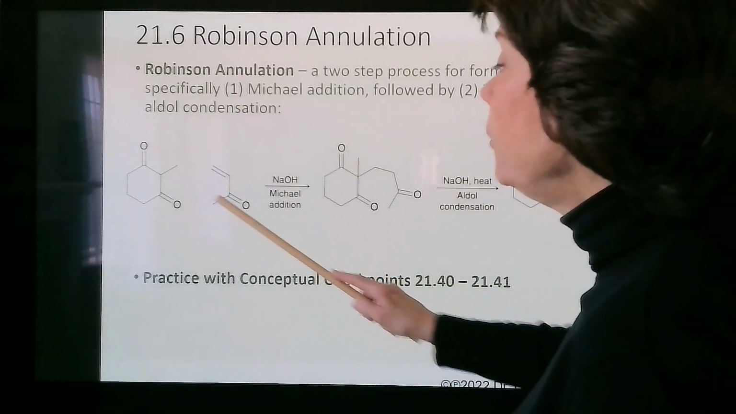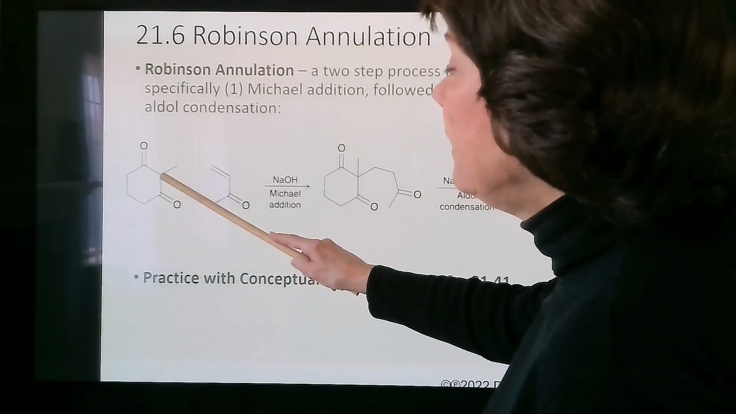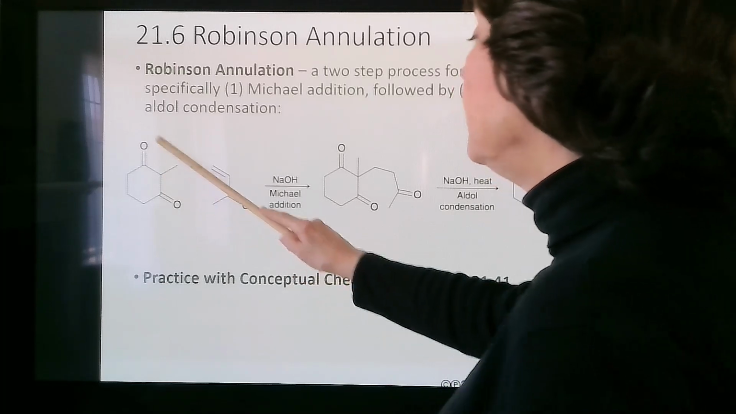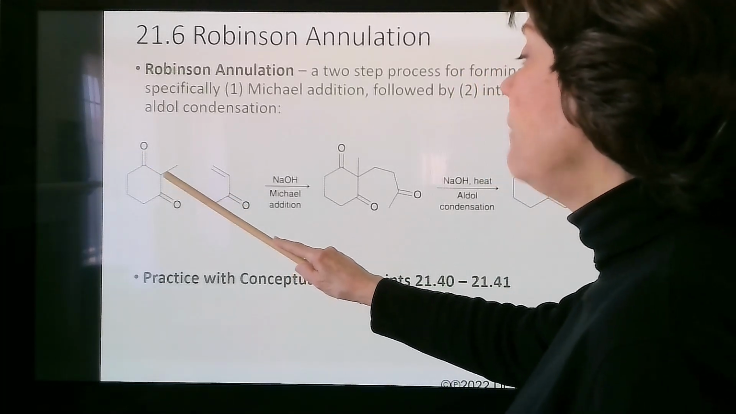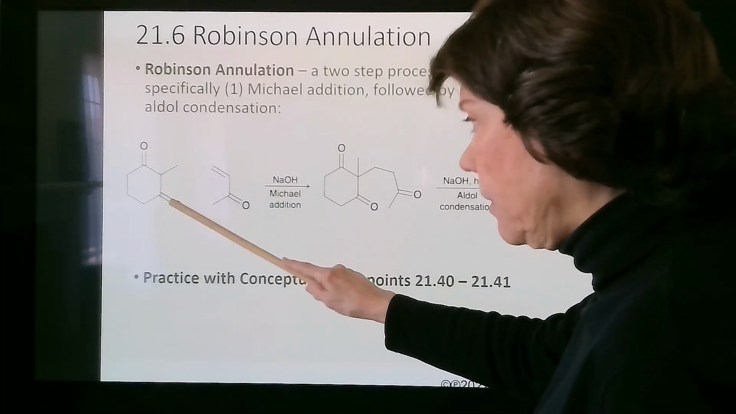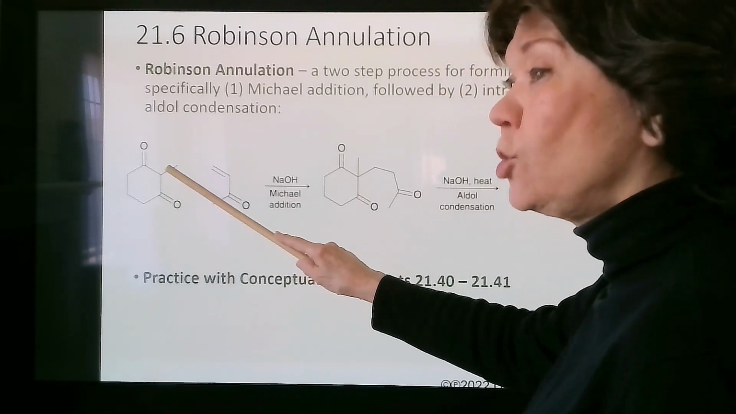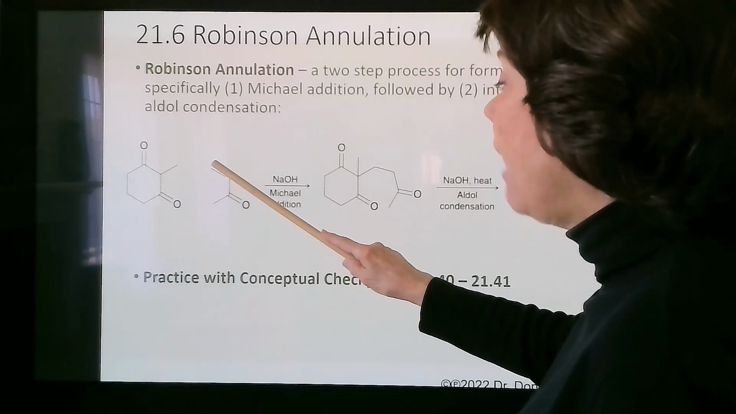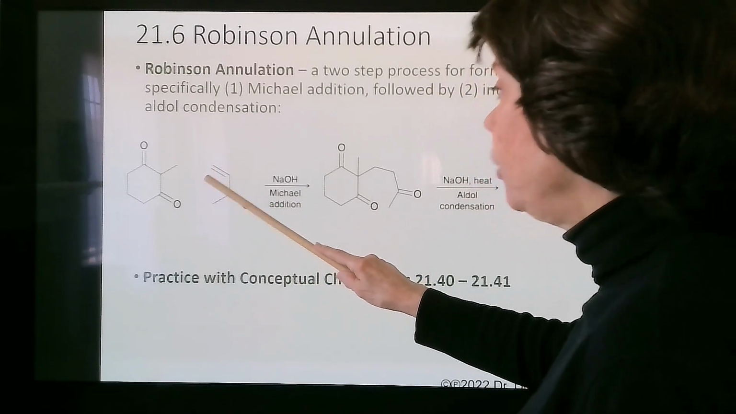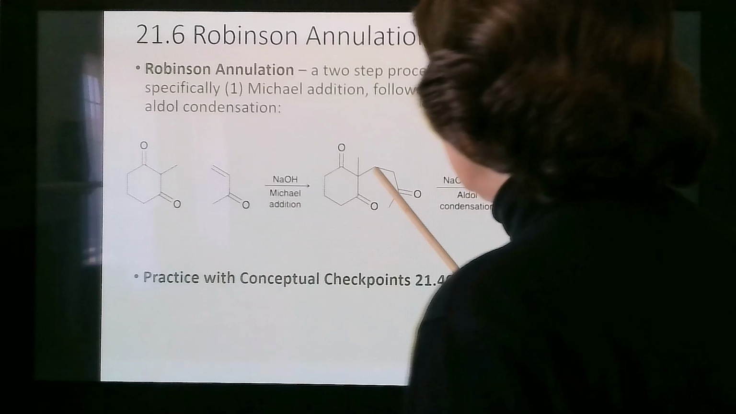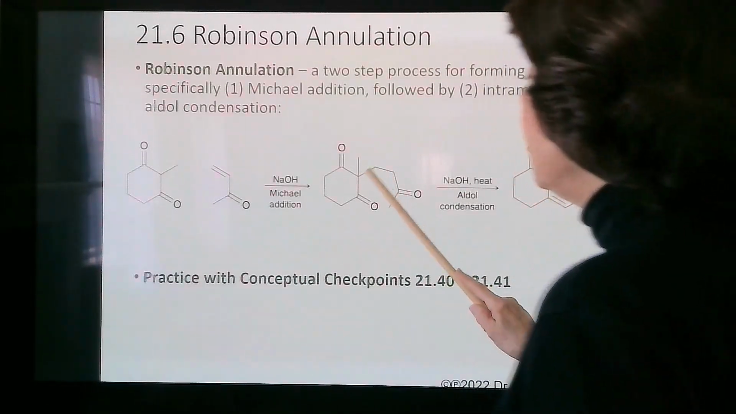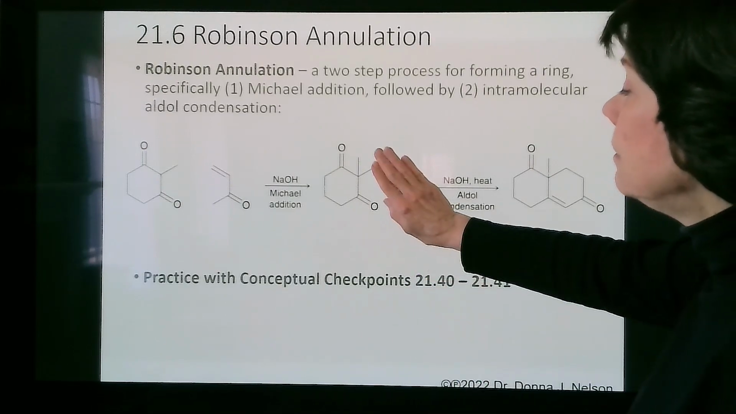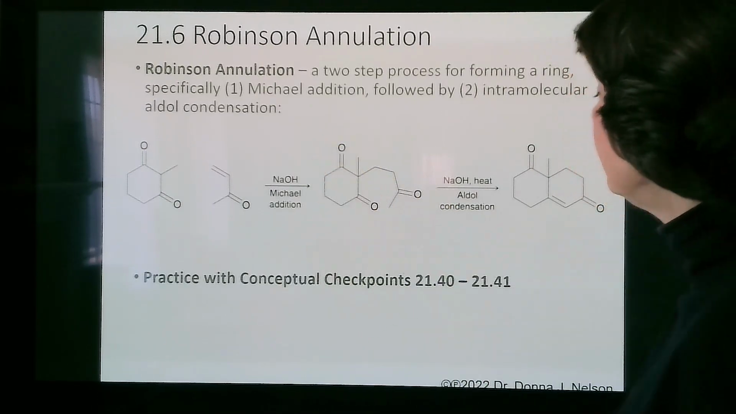The Michael addition, which you're already familiar with: the negative charge is generated here, stabilized by the 2 adjacent carbonyls. So you have your negative charge stabilized. The negative charge here is a smaller negative charge, partial negative. And so it will attack at the beta position, doing a conjugate addition. And here is the new bond that is formed right in here. You can see the carbon skeletons of your 2 reactants there.